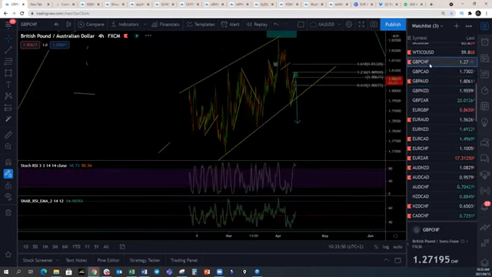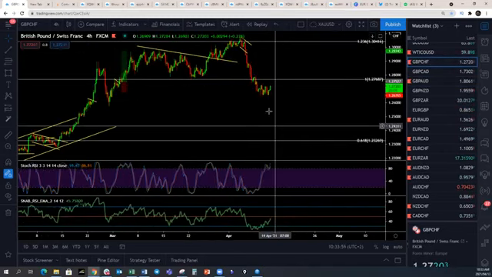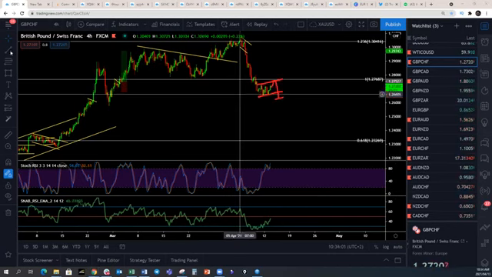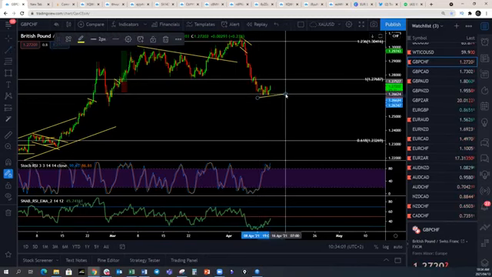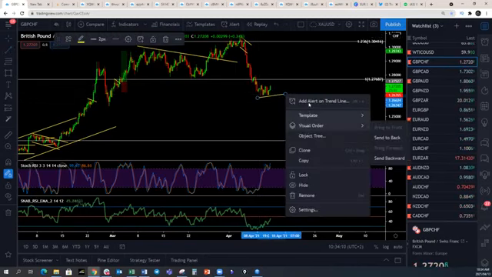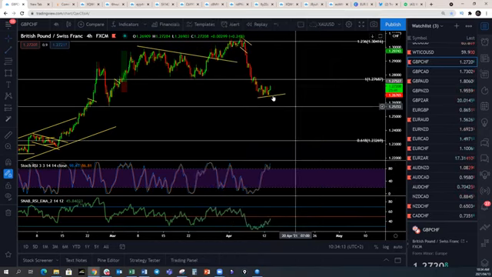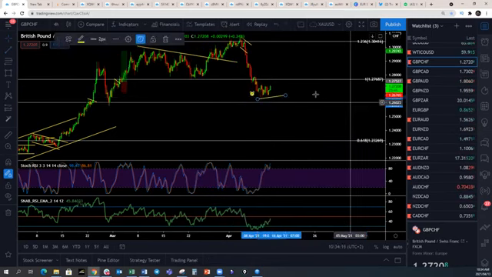Pound Chief. Pound Chief, continuation to the downside. Also look at Pound Chief on the 4-hour. This is a nice trade setup as well if this one starts breaking below here. So put in your alerts here. Pound Chief, we'll be watching this one to continue lower. Okay, that's my alert there. Continuation to the downside.